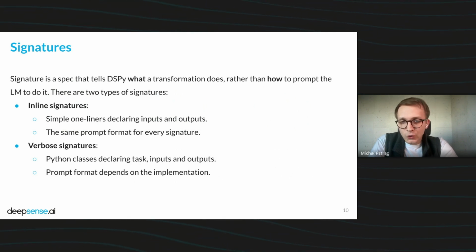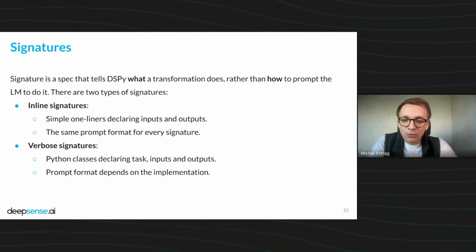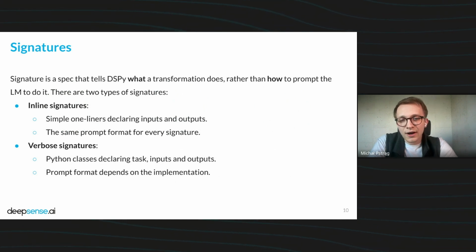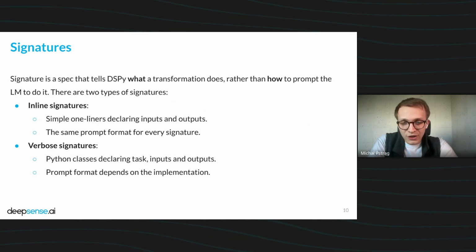And there are two types of signatures. This is my own classification. You have inline signatures, which are simple one-liners, a Python string declaring inputs and outputs. And they're really simple. You will get a really similar prompt format for every signature. So the only thing that will change is just the names of the inputs and outputs. The instruction is pretty much the same. You will see in a minute what it looks like.